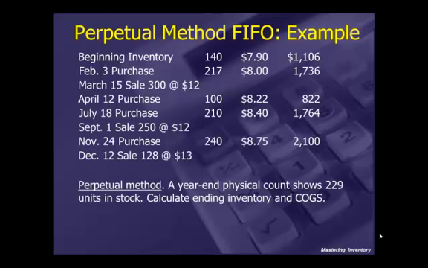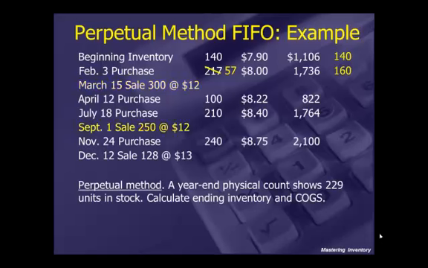Now, the perpetual method, a year-end physical count shows 229 units in stock, and we're to calculate ending inventory and cost of goods sold. All right, let's begin with that. Okay, under perpetual, when we have the March 15th sale of 300, we're going to be selling the beginning inventory of 140, and then we need 160 out of the February 3rd purchase of 217. So that is going to leave us 57 units still available at $8 a unit.